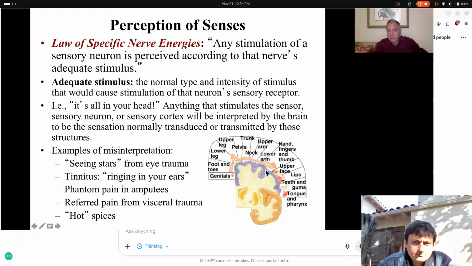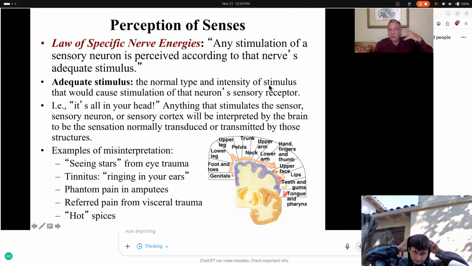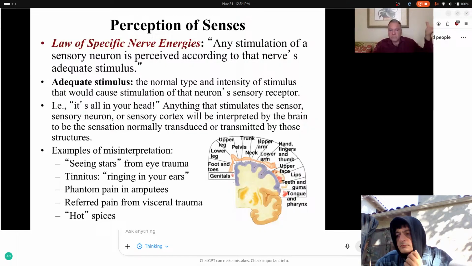Anything that stimulates that cell in your brain is going to be assumed by your brain as coming from that part of your body, and the type of stimulus that would stimulate that part of the body. So if this is a cell that normally receives a pain signal from that part of your hand, then anything that stimulates that cell is going to be perceived as if something's hurting your hand right there. Any stimulation of a sensory neuron is perceived according to that nerve's adequate stimulus. Adequate stimulus is the normal type and intensity of stimulus that would stimulate that neuron. So if a brain cell is stimulated, it's assuming it's because of the normal thing that cell responds to.